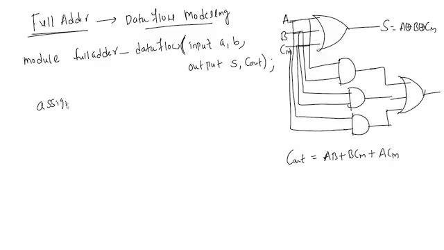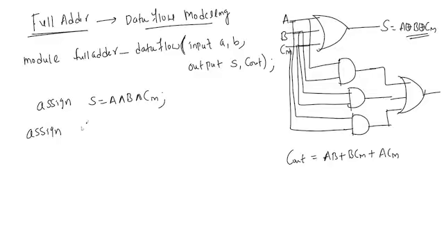So when you are using data flow modeling, I need to use the continuous assignment statement, assign. So S equal to what? S equal to A XOR B XOR C in. Okay. So last class I told you, this is the bitwise XOR operation. Here this is the XOR operation. I need to use the bitwise XOR operation.